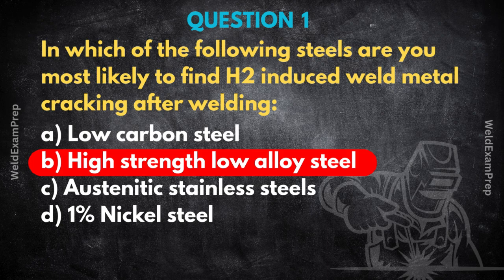Austenitic stainless steels, option C, have a completely different crystal structure, what we call face-centered cubic, or FCC, and that structure is generally much more resistant to hydrogen embrittlement compared to the body-centered cubic, or BCC, structures common in HSLA steels. They can have other issues, but not typically this severe cold cracking. And the 1% nickel steel, option D? Well, nickel is an alloying element, sure, but its susceptibility really depends on the overall composition and, crucially, the resulting strength level and microstructure. A 1% nickel steel could be an HSLA steel, but the defining factor is that high-strength characteristic and the associated microstructure.